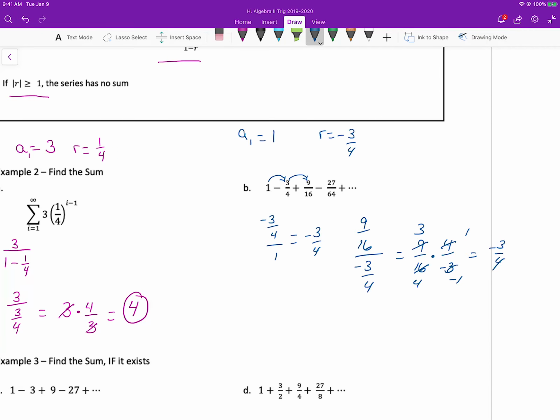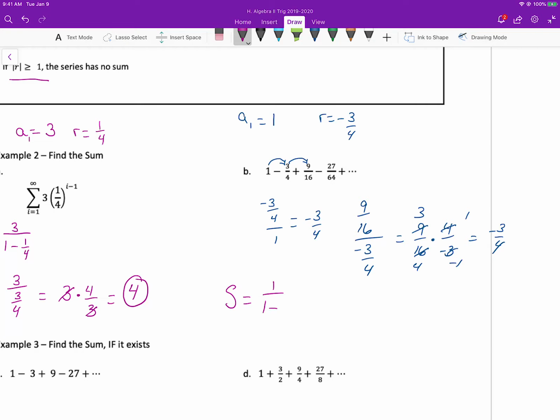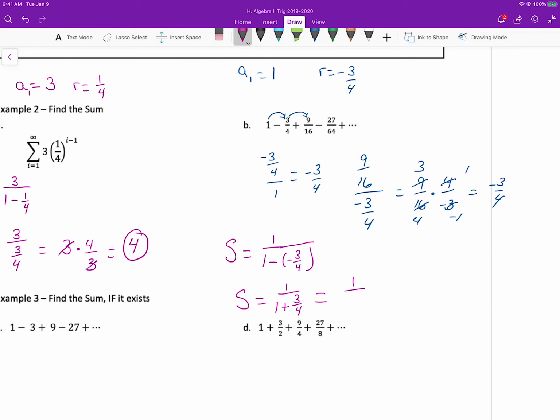And my sum of this infinite series will be 1 over 1 minus my common ratio, which is -3/4. So when I simplify that denominator, I'll have 1 over 1 plus 3/4, and then 1 over 7/4. And remember, to divide by a fraction, we're going to multiply by the reciprocal, so that will be 1 times 4 over 7, which is 4/7.